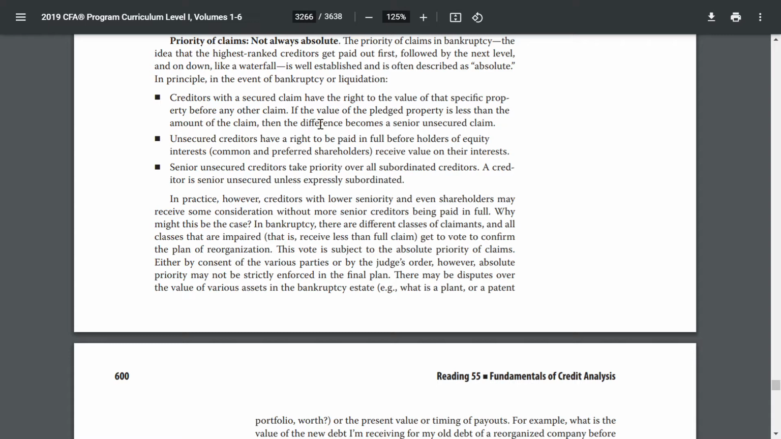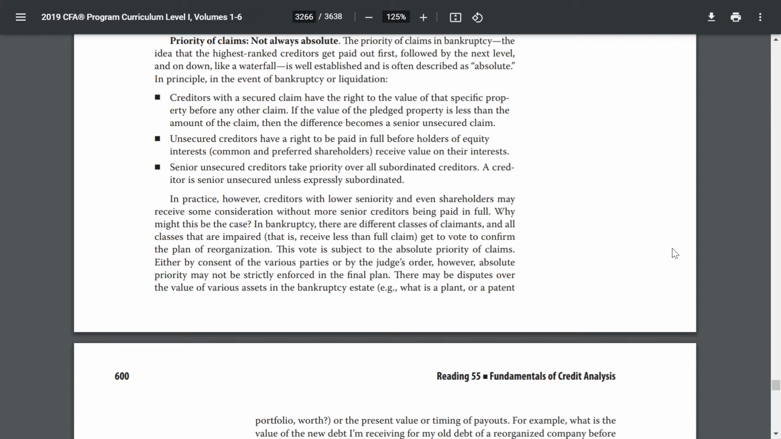Unsecured creditors have a right to be paid in full before the holders of equity interest. Senior unsecured credit takes priority over subordinate creditors. A creditor is senior unsecured unless expressly subordinated. In practice, however, creditors with lower seniority and even shareholders may receive some consideration without more senior creditors being paid in full.